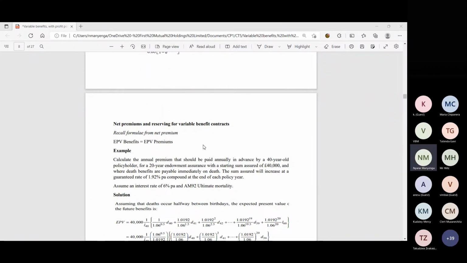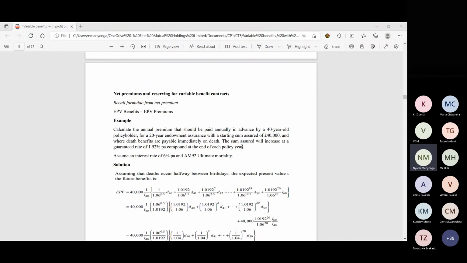So the question says, calculate the annual premium that should be paid annually in advance by a 40-year-old policyholder for a 20-year endowment assurance with a starting sum assured of 40,000, and where death benefits are payable immediately on death. The sum assured will increase at a rate of 1.92% per annum compound at the end of each policy year. Assume an interest rate of 6% per annum and M92 ultimate mortality.